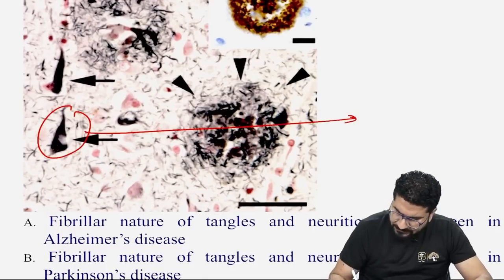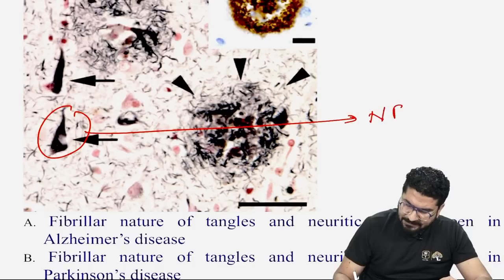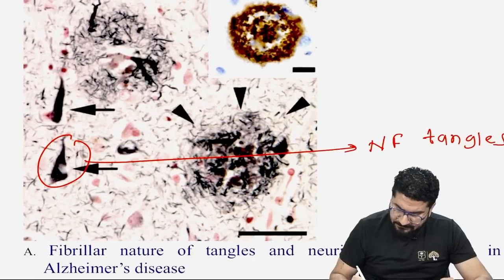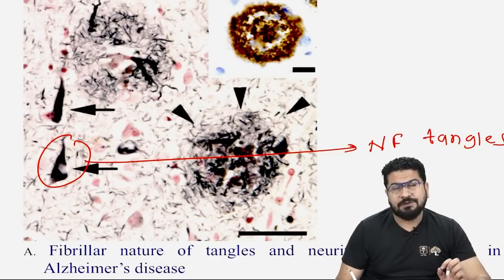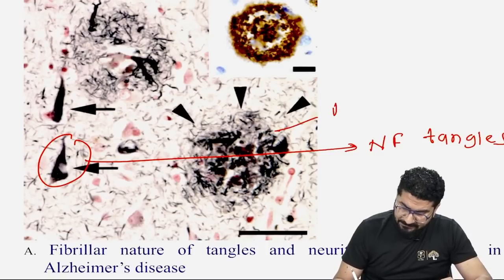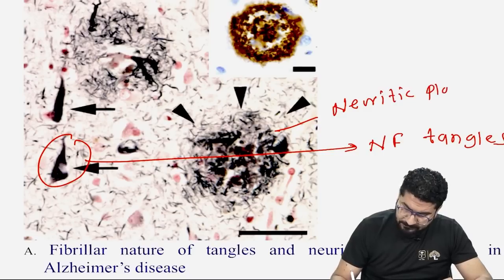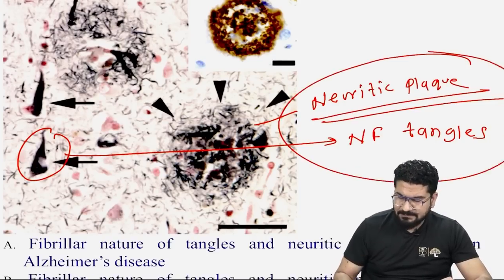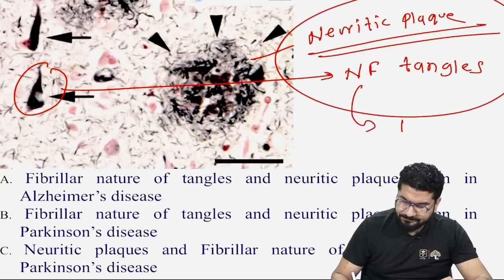These triangular structures are called neurofibrillary tangles. Then we can see these are like a plaque. We call these tangles, they can make a plaque. With neurofibrillary tangles, amyloid protein is depositing, so we can see this neuritic plaque. What do we call this? We call this neuritic plaque. So neuritic plaque and neurofibrillary tangles, these tangles are made up of tau proteins.